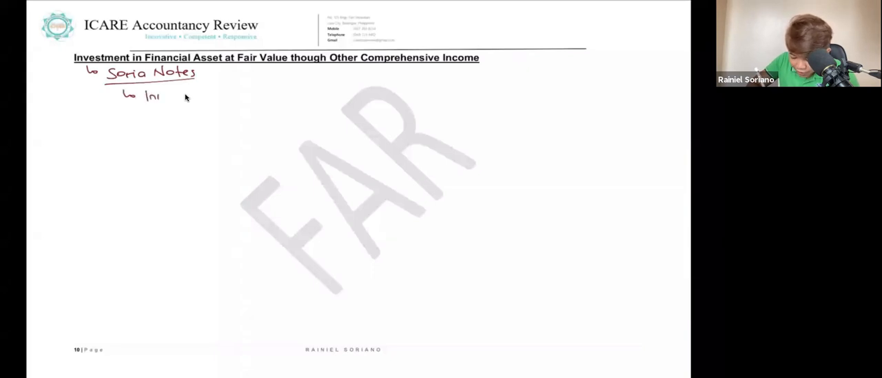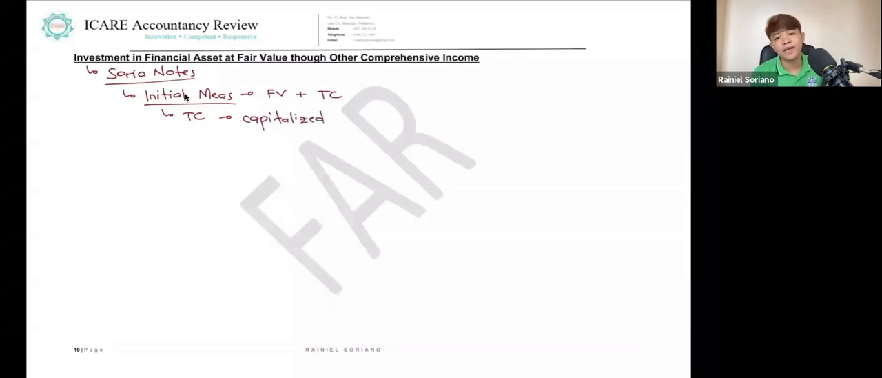Start tayo sa initial measurement ulit. Again, we'll start with the initial measurement po ulit. Alright? So initial measurement of investment kapag ganito, will still be equal to fair value plus transaction cost. So once again, transaction cost here is actually capitalized. Alright? Ibig sabihin, sa FVPL lang po natin ine-expense ang transaction cost. Kapag FAAC at kapag FVOCI, kina-capitalize po ang transaction cost. Hopefully, clear po tayo dyan.